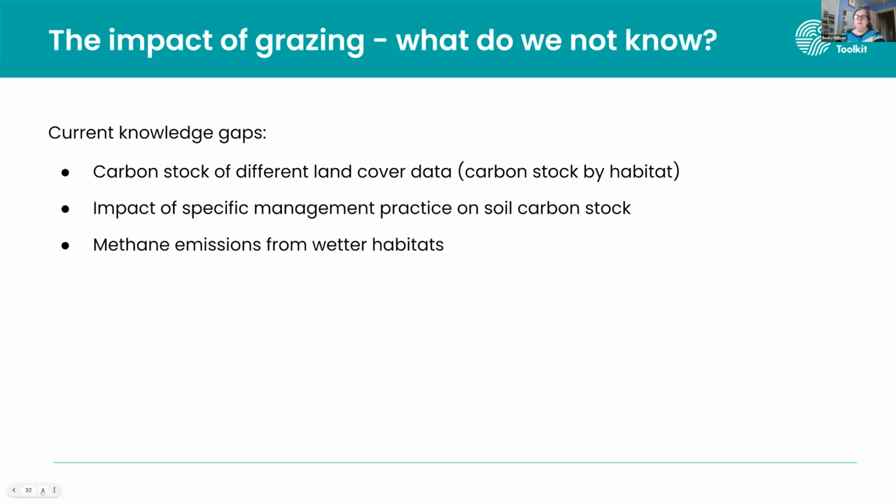So again, we then started to think about, well, what do we not know? We know a little bit about that carbon stock and different land use cover. We don't know a huge amount about the impacts of specific management practices on soil carbon stock in those upland areas. And also, what does that mean when we've got those wetter habitats where we might also be thinking about methane emissions and peatlands and all those sorts of things.